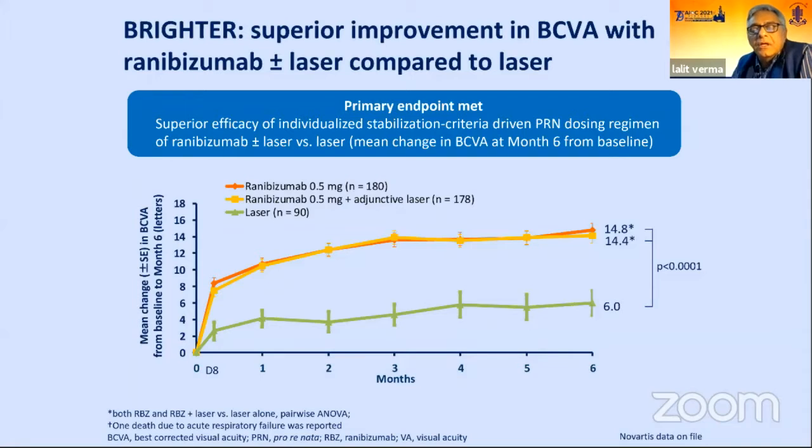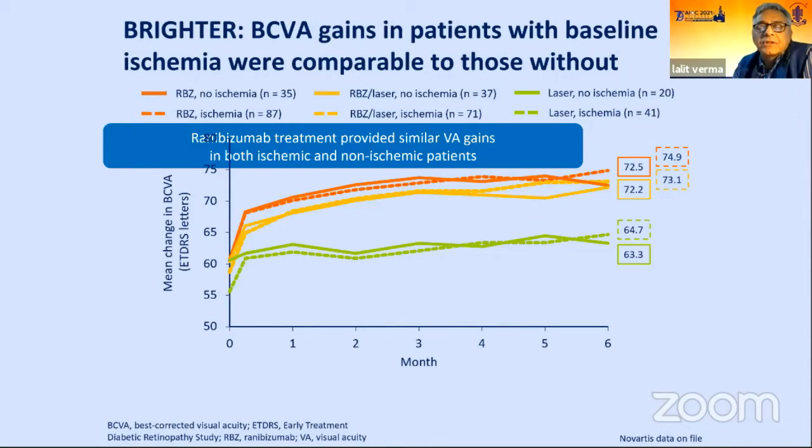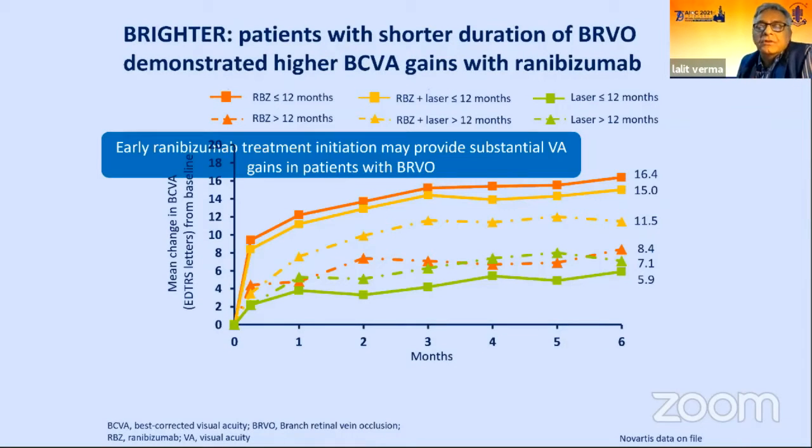So this was the graph from the Brighter study which showed superior improvement in BCVA with ranibizumab plus or minus laser compared to laser alone. And this was the treatment effect which was shown in that graph. And this gain was by and large similar in patients with or without baseline ischemia. Because the initial perception was that in patients with ischemia, this may worsen, but this was not corroborated by this study. Also, shorter duration of BRVOs demonstrated higher visual gains. So the question mark was why to wait.